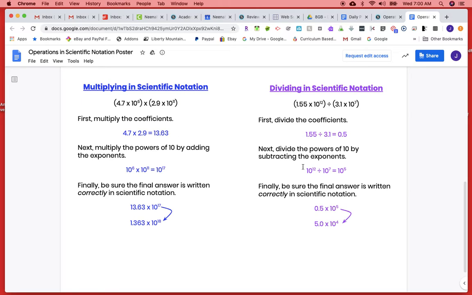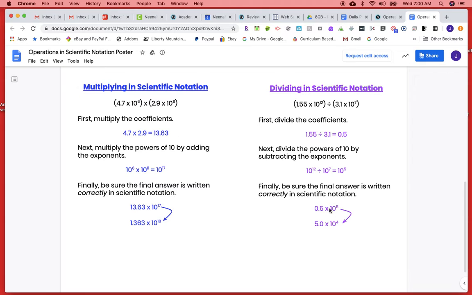Our next step, when we divide powers of 10, is we have to subtract our exponents. So we have our exponents of 12 and 7. So we're going to go 10 to the 12th divided by 10 to the 7th. We're going to subtract our exponents: 12 minus 7 is 5. So we have 10 to the 5th, and we're going to combine these. Now to make it into scientific notation, 0.5 times 10 to the 5th.